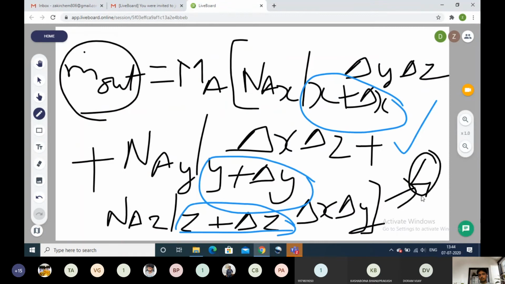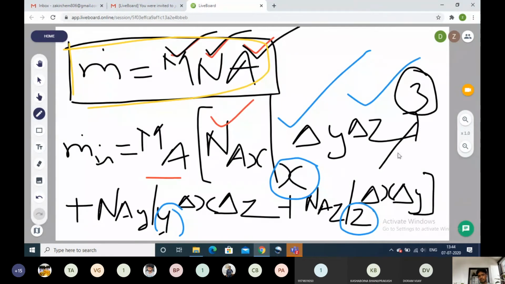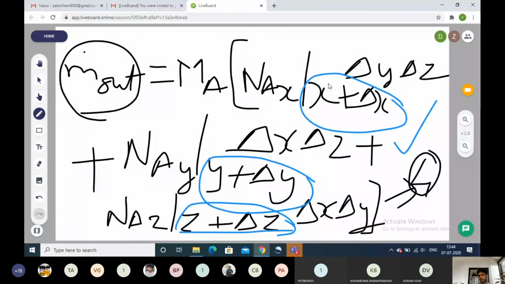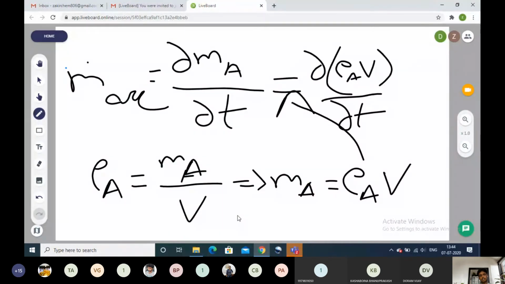Then we have to go for the next one, m dot out. The next variable is m dot out, output. Just from the last slide, we can notice that every variable will be the same except one thing. The input is at x, whereas the outside component is x plus delta x. Every variable is the same except this x plus delta x, y plus delta y, and z plus delta z. So we just have to consider this notation scheme.